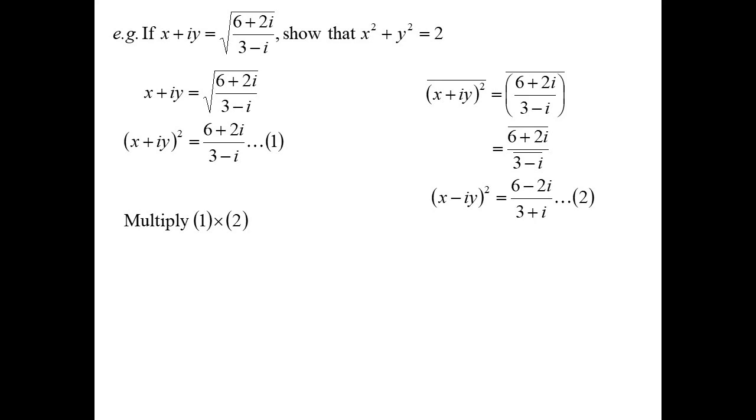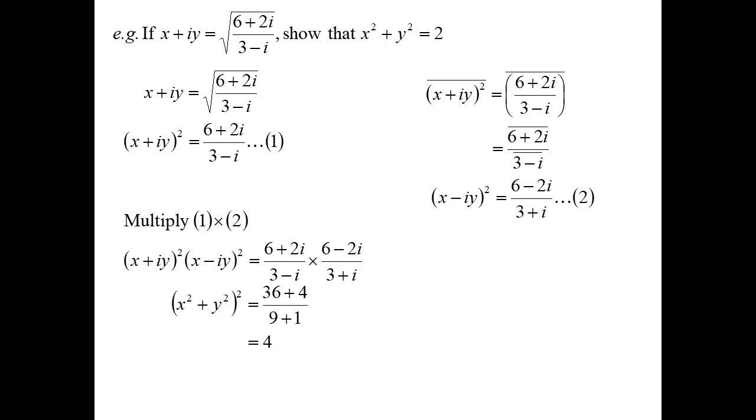If I multiply them together, the left-hand side we now get difference of two squares squared. And on the right-hand side, each of those fractions is also difference of two squares. So on the left-hand side, I get (x squared plus y squared) squared. And on the right-hand side, I'll get 36 plus 4 over 9 plus 1, which is 4. So therefore, x squared plus y squared must equal 2. And notice it's not plus or minus 2, because we're saying two real numbers squared. There's no way that could be a negative answer. So it's only going to be 2, and that's what we wanted to show.